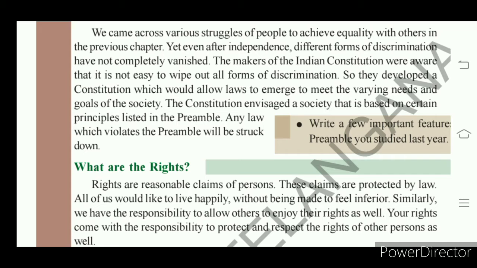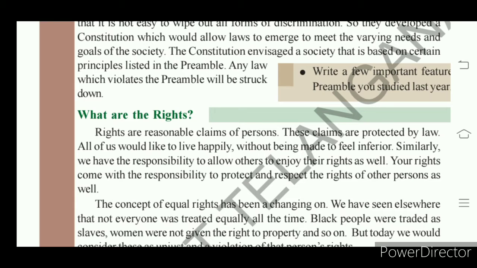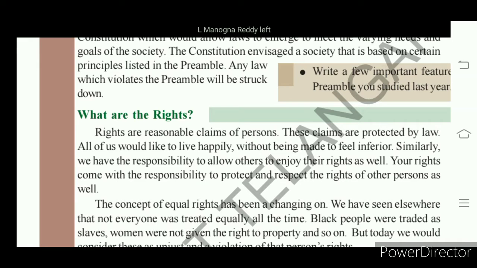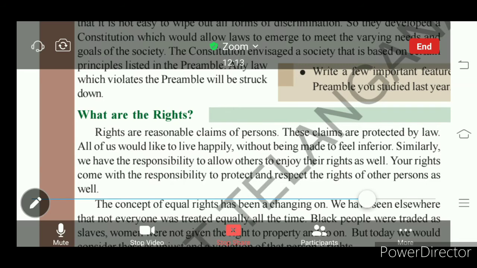That means what is meant by right. Rights are reasonable claims of the person. What do you mean by reasonable? It means that every person has certain rights, essential for the development of the people. So here, these rights of the people are protected by law. Rights are essential things to the people, right? For people's development, rights are very important.